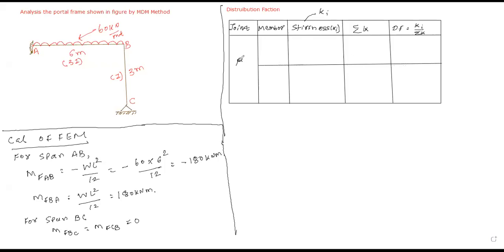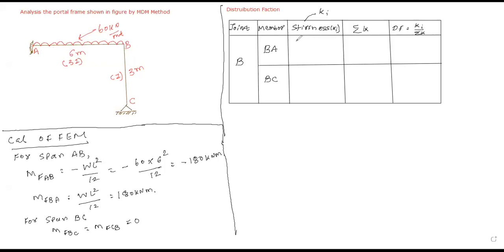Your junction or joint B, your left side support member, that is BA, and the column member, that is nothing but BC. Yes or no? Please make a check. Fine. What is the far end of the junction A? If I stay at point B, what is your far end at A? And give me a value of stiffness at point A.